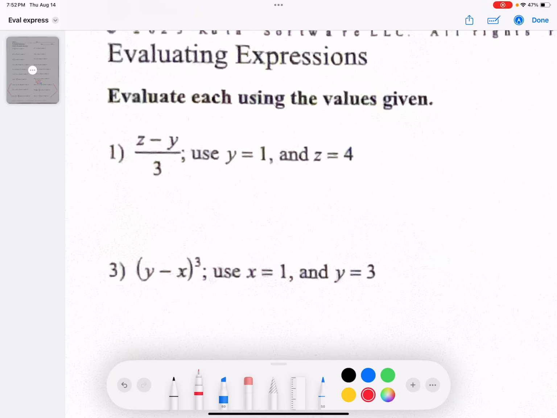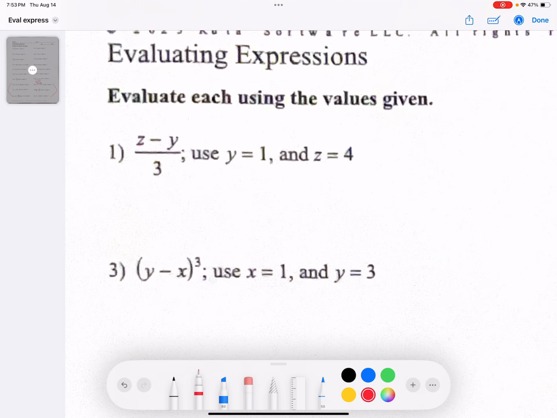Hello, ladies and gentlemen. Today we're going to be looking at evaluating expressions. So the only difference between GEMS, or order of operations, and evaluating expressions is now we're going to have variables that you have to plug in numbers for, which they're going to give you the numbers that you have to plug in. So this is really easy.